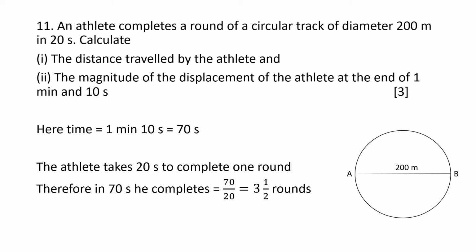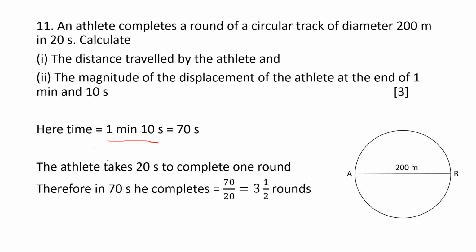Now first I have shown here what 1 minute 10 second means. 1 minute 10 second is 70 seconds. So the athlete has been running for 70 seconds. So the first thing you do in this sum is to find out how much he's been running in 70 seconds. Now to complete one round he took 20 seconds.